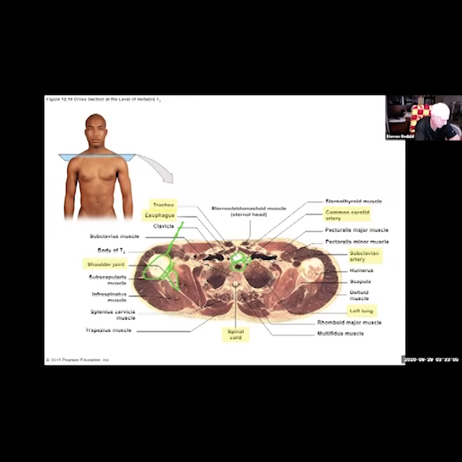It looks like it's right there. I think this might be the common carotid artery that extends out here, like we were talking about. So subclavian artery. This is your left lung. This is your right lung. And that's your spinal cord. That's the body of T2.